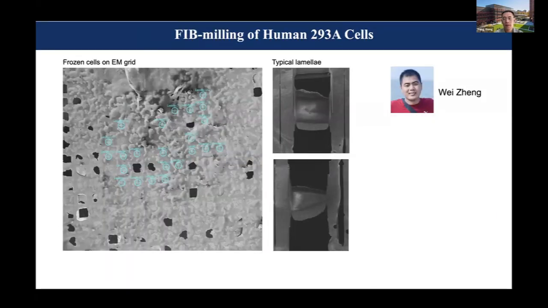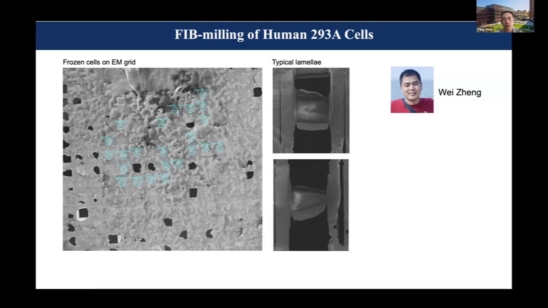Our work started about 2 years ago with a fantastic postdoc, Wei Zheng, shown in the picture here, who really spearheaded the whole process and pushed it all the way to the end. So let me show you some data. On the left is basically frozen cells on the cryo-EM grid. Those bumps are frozen cells. Those marks are the position we wanted, or designed, to mill, to do the FIB milling.